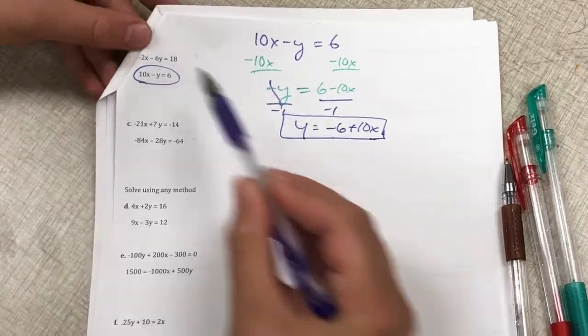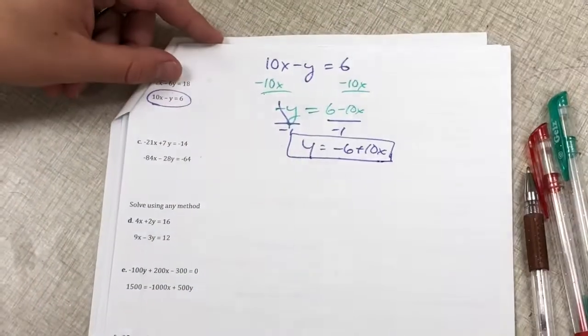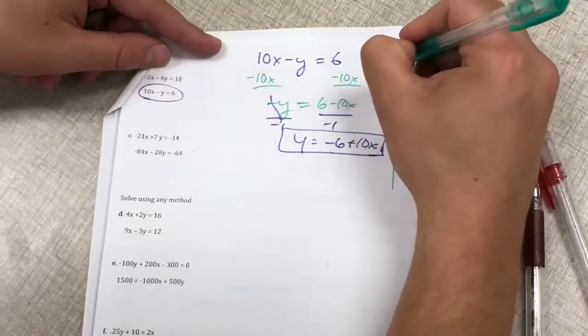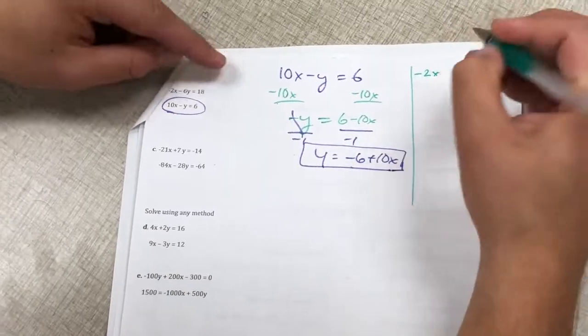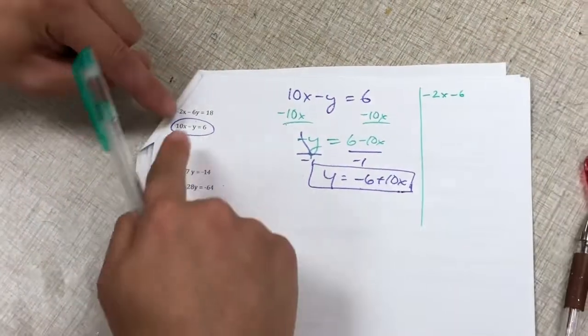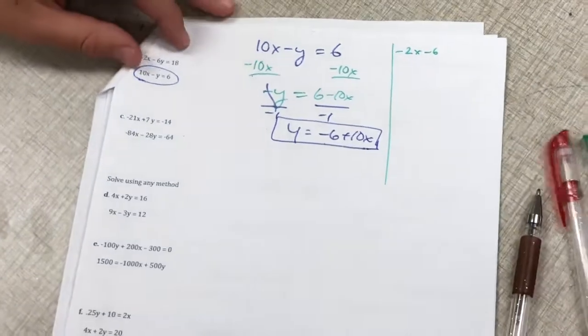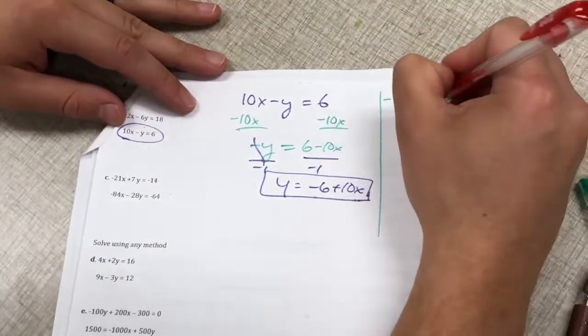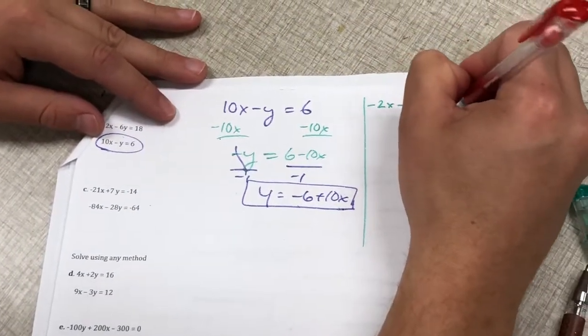Then I'm going to walk this up into this equation. So I'm going to use a different color. We're going to go negative 2x. But I'm not going to write 6y. I'm going to write negative 6 times all that because that's what y really is. y is negative 6 plus 10x.